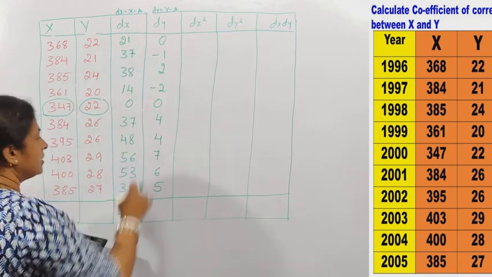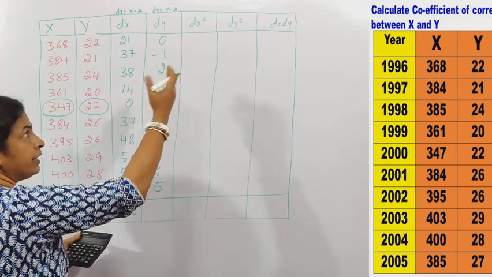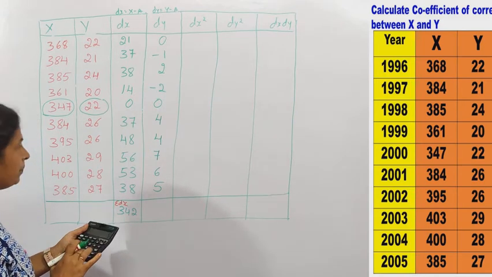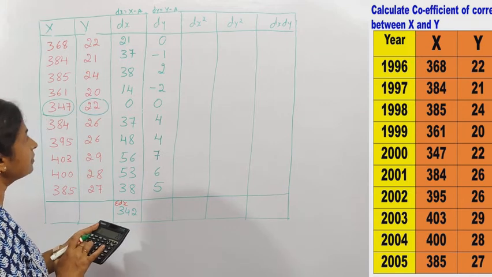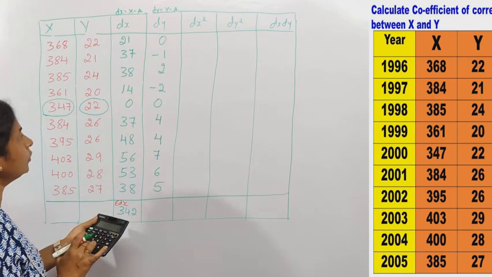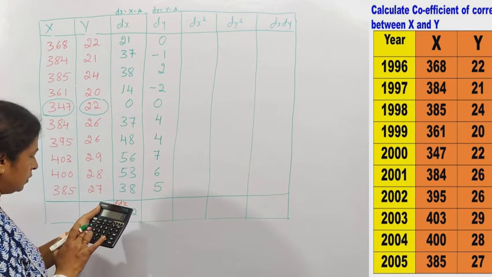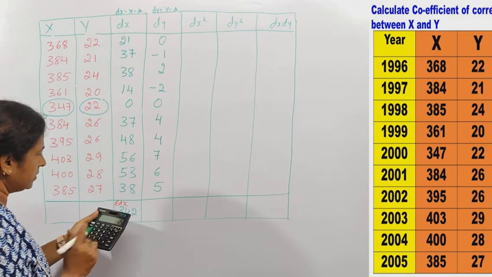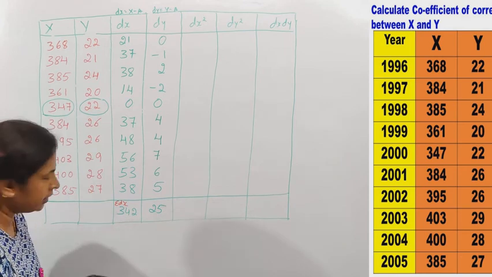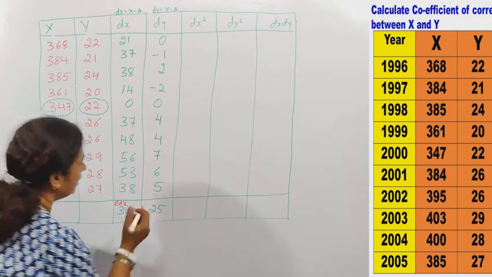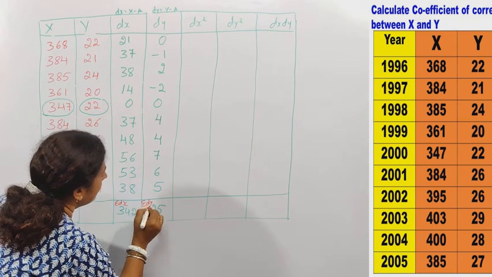Okay, let me calculate the sum of dy before going to calculate dx square and dy square. 5 plus 6 plus 7 plus 4 plus 4 minus 2 plus 2 minus 1. Yes, that is 25. What is 25 here? 25 is nothing but the sum of dy.